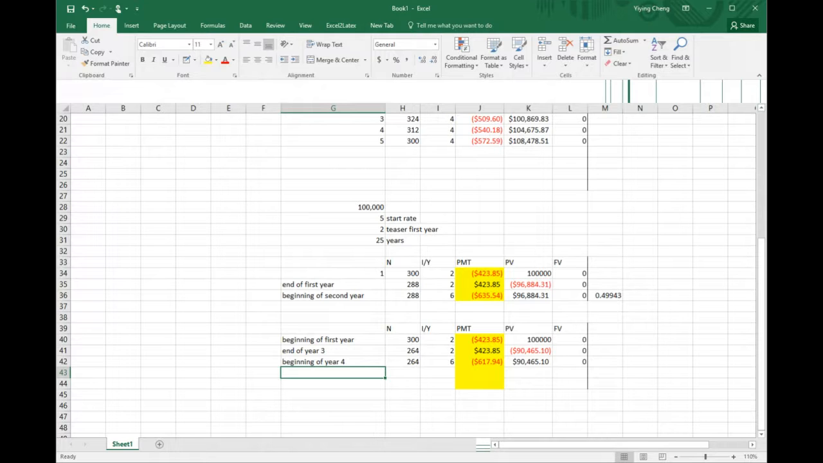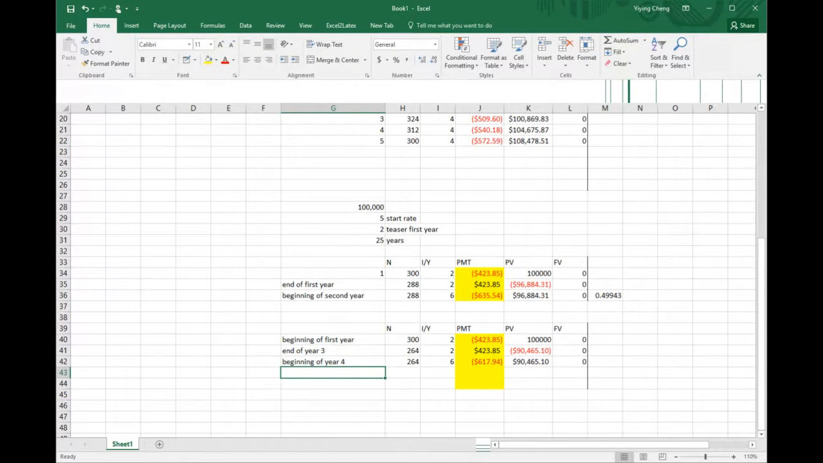Okay, Part C asks you by what percentage will the monthly payment increase. So we're basically comparing the beginning of second year payment to the first year payment. So we're comparing 635.54 to 423.85 and seeing how much of a percentage increment there will be. So we take 635.54 divided by 423.85 and minus 1. So 49.943% is the incremental percentage.